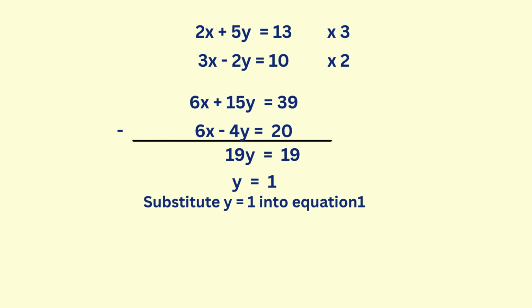Now substitute y equals 1 into equation 1 to get 2x plus 5 equals 13. Subtract 5 from both sides to get 2x equals 8. Divide both sides by 2 to get x equals 4.